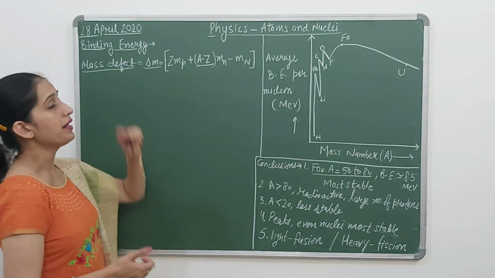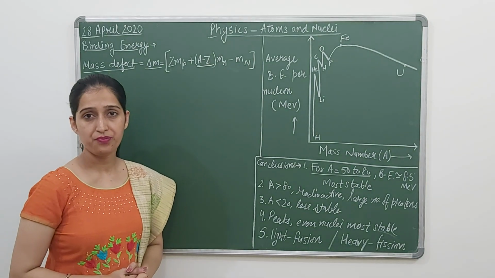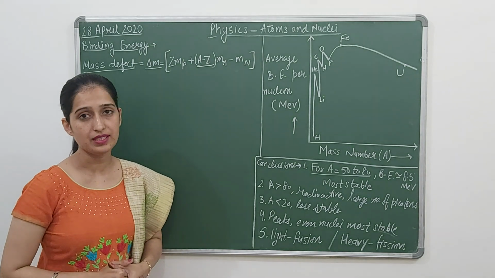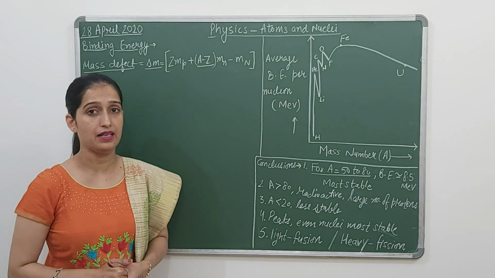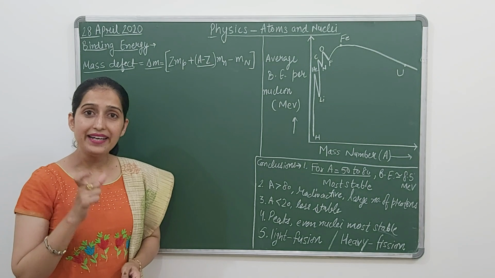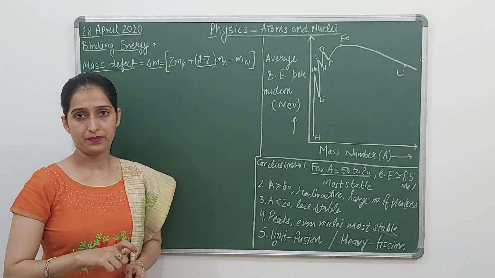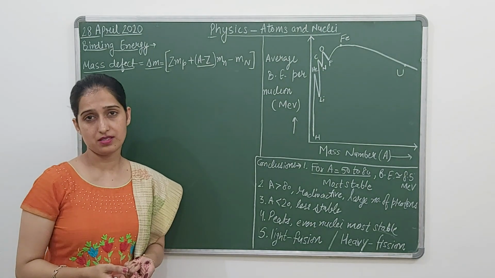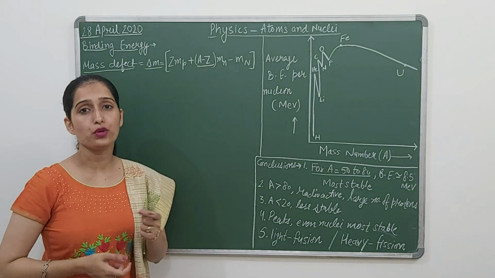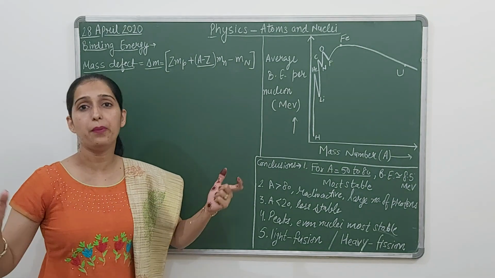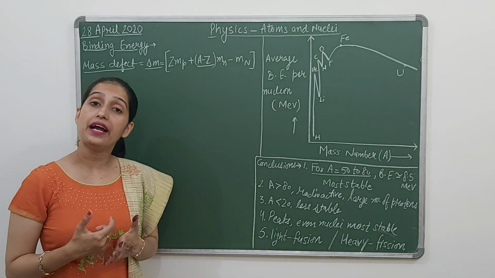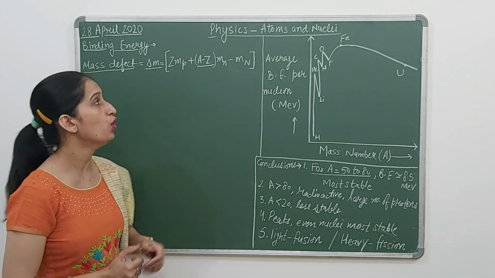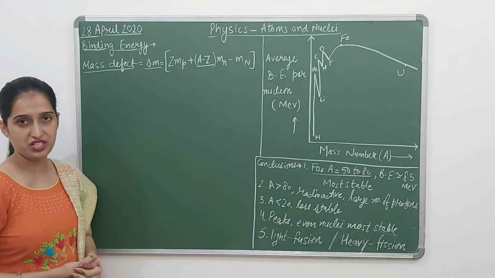Now let's start binding energy. Neutrons and protons are inside the nucleus, and the nucleus is stable. That amount of energy which is used to break this nucleus, to make the protons and neutrons far apart, how far apart? At infinite distance. That amount of energy is known as binding energy.